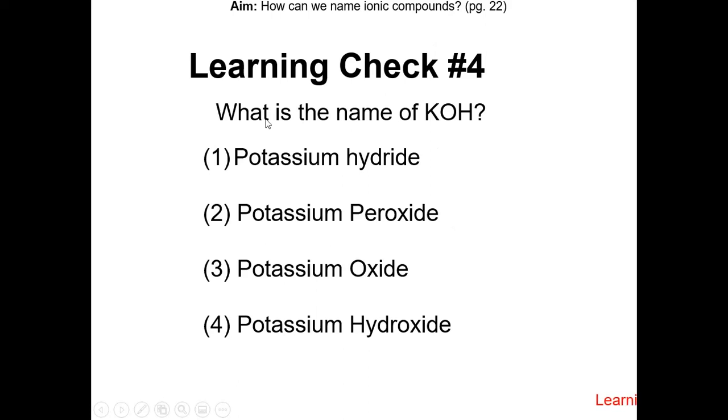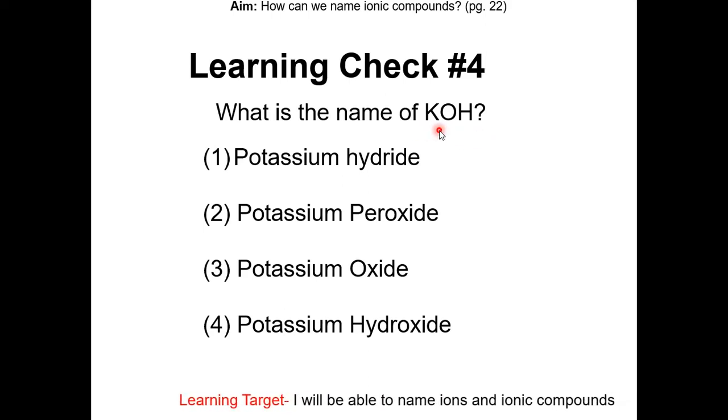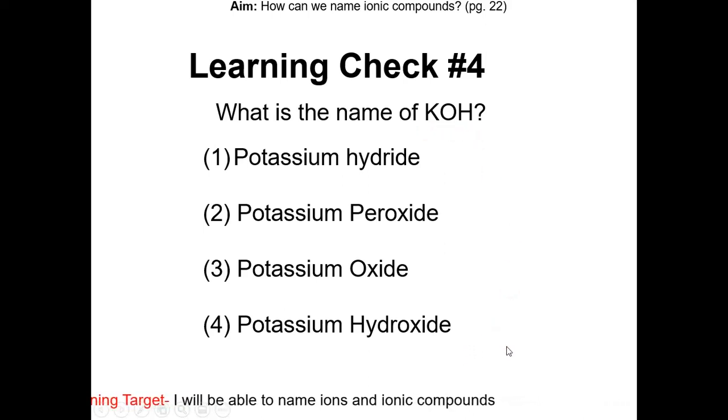So let's do a learning check. What is the name of KOH? Pause the video and resume once you have the answer. So first you have to identify the polyatomic ion. If you look at Table E, it is OH. That is hydroxide. Since K is a metal, it's going to stay the same, so that's potassium hydroxide. So choice 4.